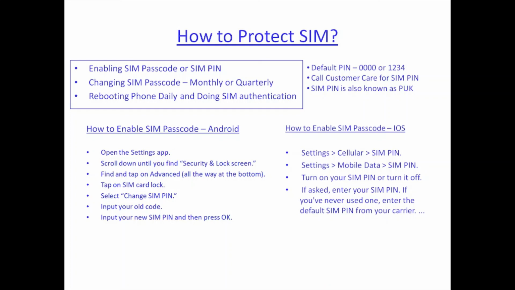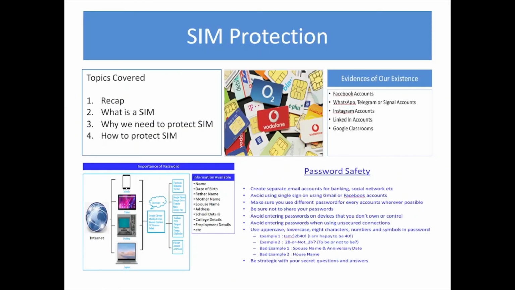Why we need to protect our SIM is that it is the first step in protecting your mobile device. How we can protect our mobile device is by enabling SIM pin, changing the SIM pin on a monthly or quarterly basis, rebooting the phone daily, and doing SIM authentication. Just to recap, what we have learned today is how to enable SIM pin and protect our mobile phone.